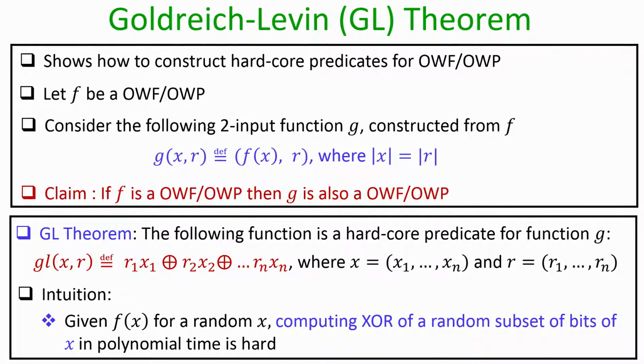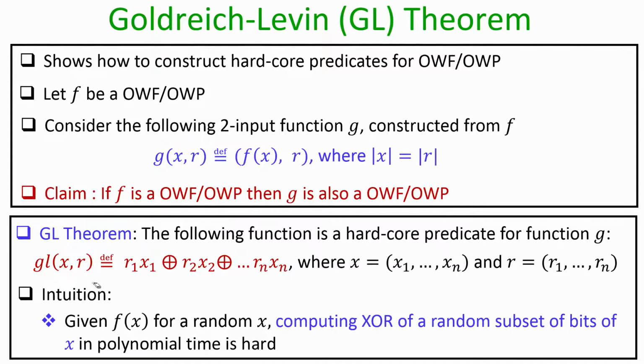However, it turns out that the proof of this theorem is indeed challenging and involved. So, the students who are interested to go through the proof of this Goldreich-Levin theorem can refer to the book by Katz and Lindell where they have given the detailed proof. But for our discussion, we will assume that the function gl x comma r is the associated hardcore predicate which is associated with our candidate one way function g of x comma r, right.